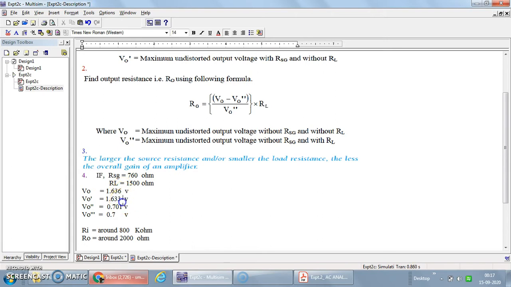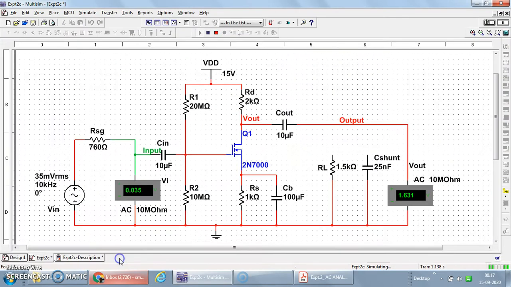So just now how much are we getting? 1.636. So slight variations. And here I think it's 1.631. So there are little bit smaller variations. So it's 1.631 volt. So this is the reading of V0 dash. So make a note of these readings.